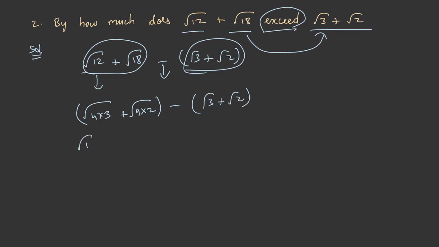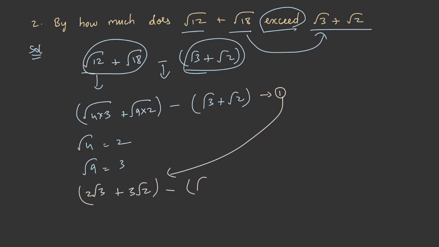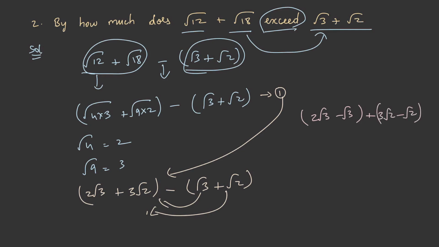As we know, root of 4 is equal to 2 and root of 9 is equal to 3. By substituting this, let's take this as equation 1. The equation 1 becomes 2 root 3 plus 3 root 2 minus root 3 plus root 2. Let's shift them here. We get 2 root 3 minus root 3 plus 3 root 2 minus root 2. And this on simplification, you will be getting root 3 plus 2 root 2.